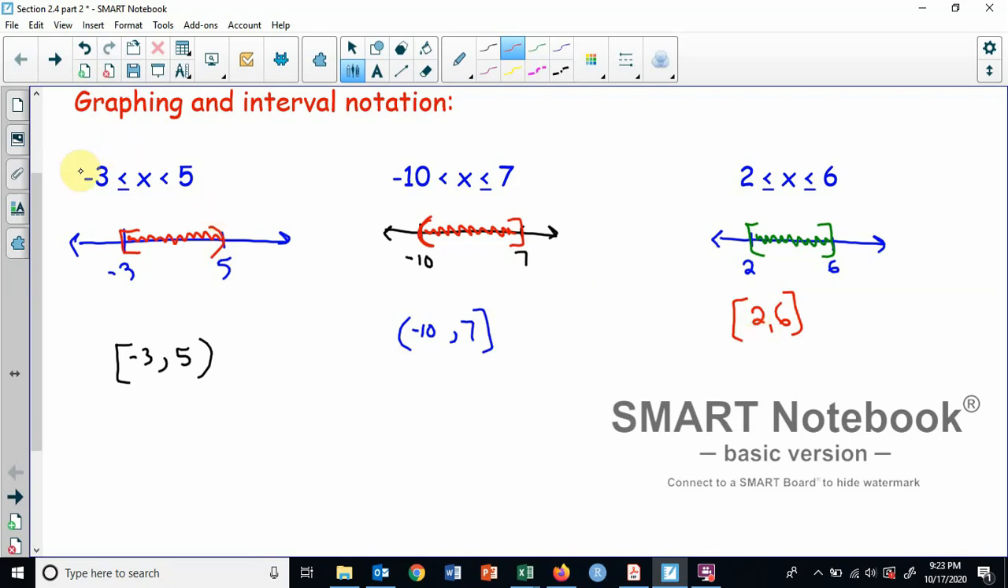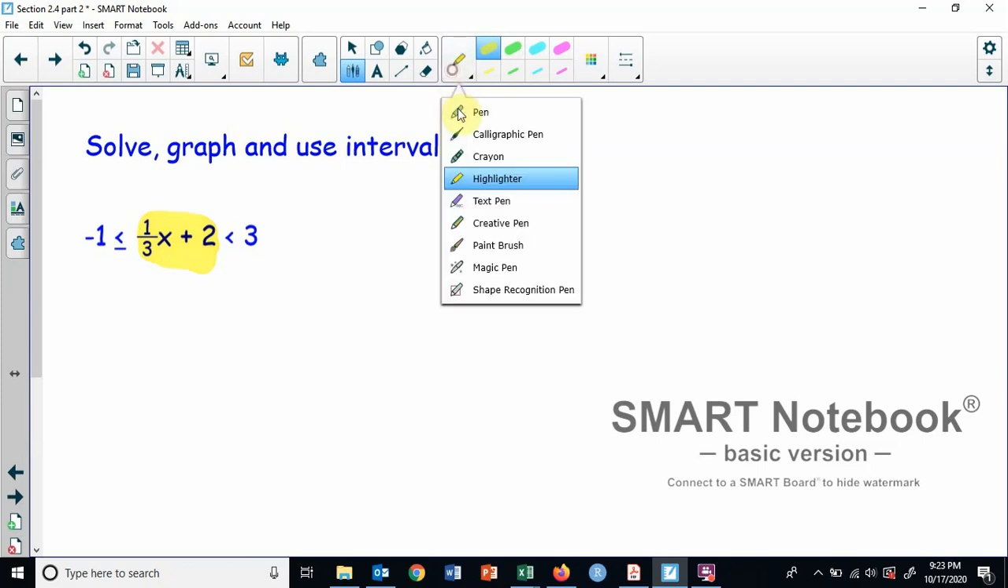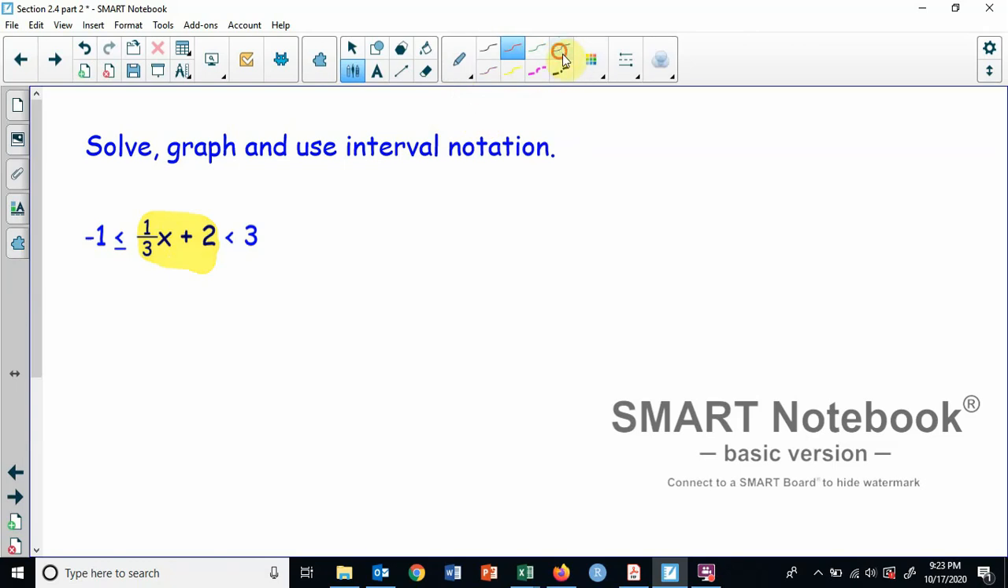So even though it's compound and I have more than one part to it, it's just as simple as last time's lesson. Now, what we're going to want to do, though, is solve, then graph, then use interval notation. So notice, let me see if I can make this look a little bit easier to read. Notice that I have an expression in here stuck in between the -1 and the 3. And so what I'm going to want to do is solve just like I normally would. Now remember our rules for solving: whatever I do to one side, I must do to the other side. The only difference here is I have 3 sides this time.